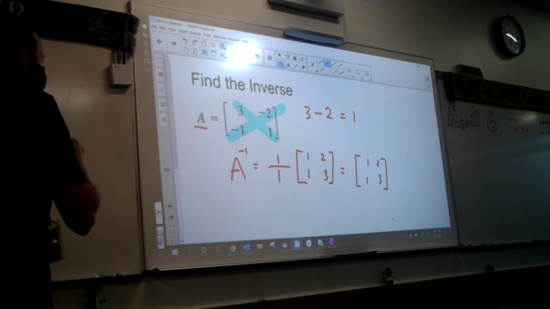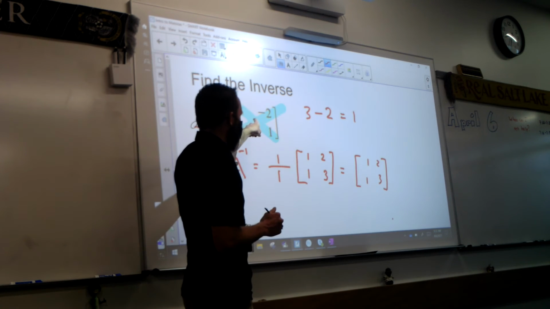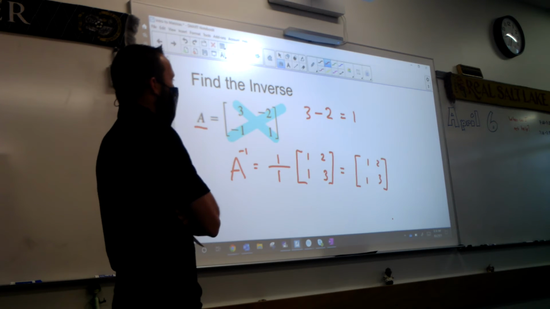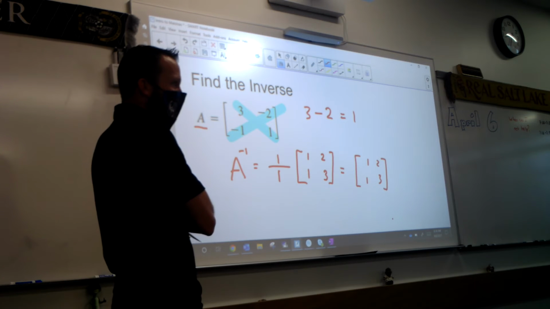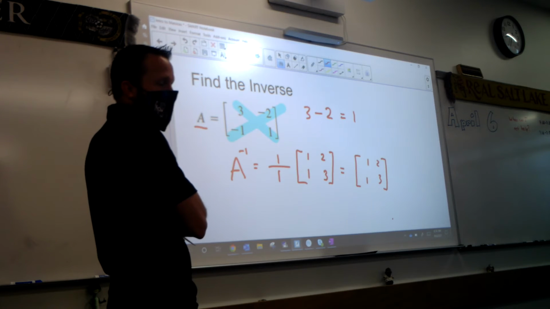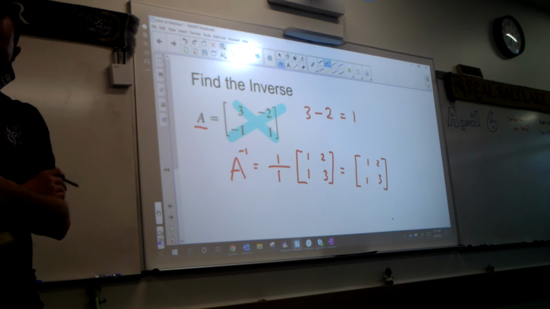Now, that means that this matrix right here is the inverse of this matrix. If you're wondering what that means, if you take 1050 with me, I'll tell you more about it then. But basically, if you multiply those together, it results in the identity matrix, which just has a bunch of 1s and 0s. You'll get to that next year. If we have 1050, it'll be fun.